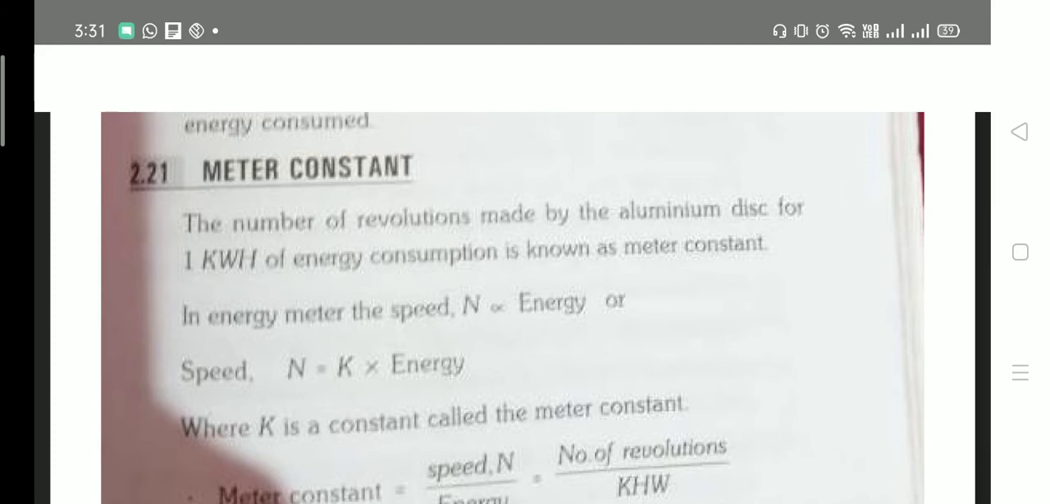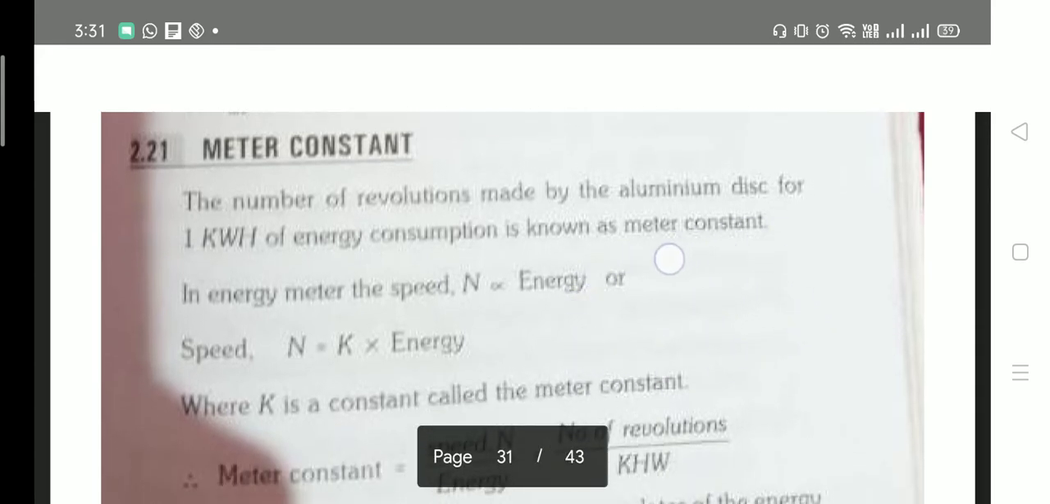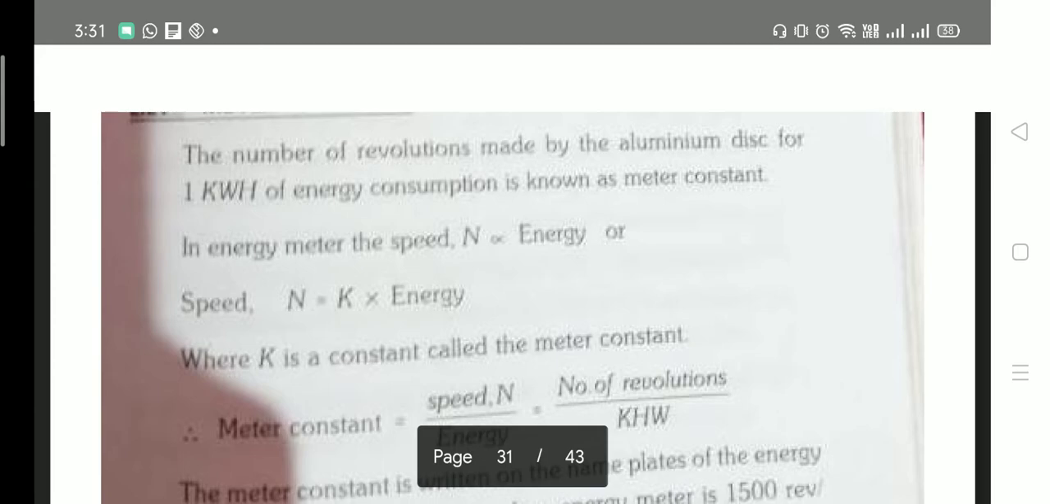The number of revolutions made by the aluminum disc for 1 kilowatt hour of energy consumption. I am taking 1 kilowatt hour of energy, and the meter's aluminum disc makes some revolutions for it. What is the meter constant? The meter constant is the ratio of speed and energy.